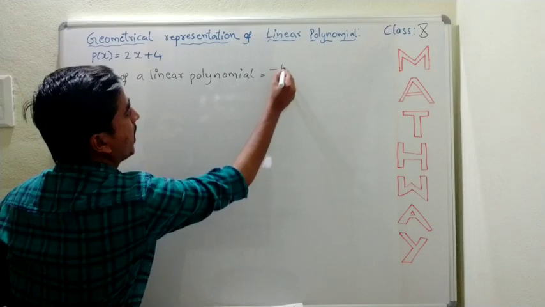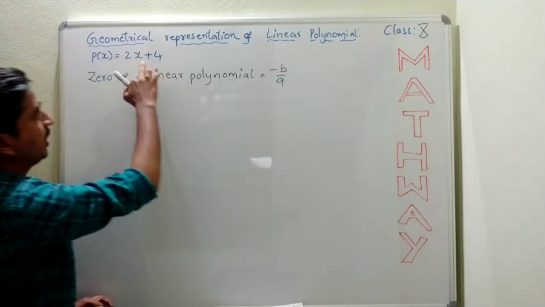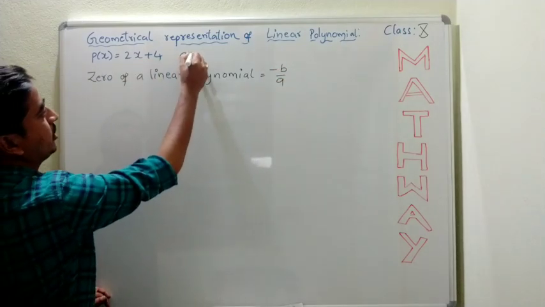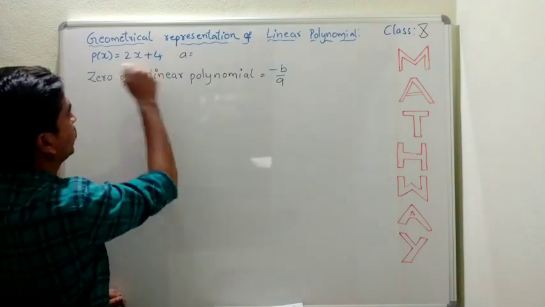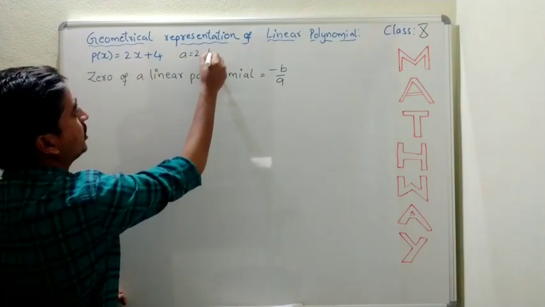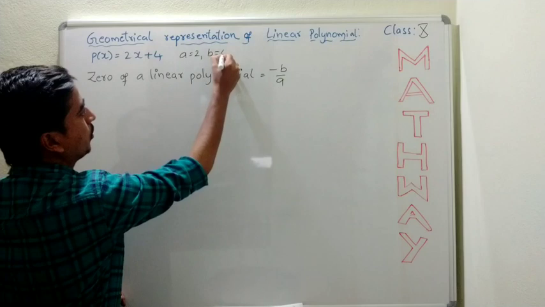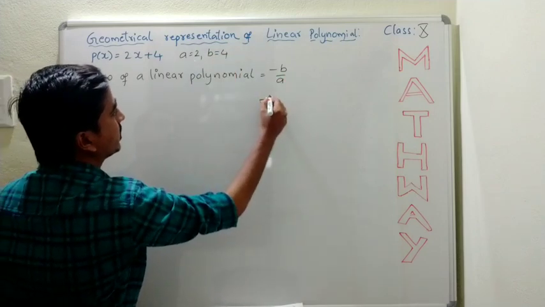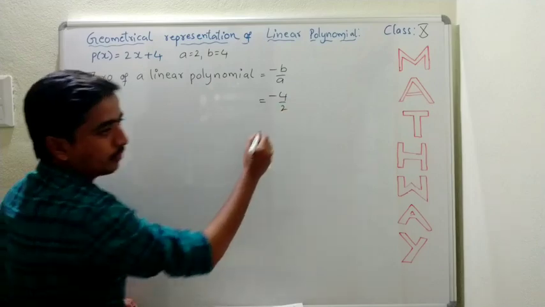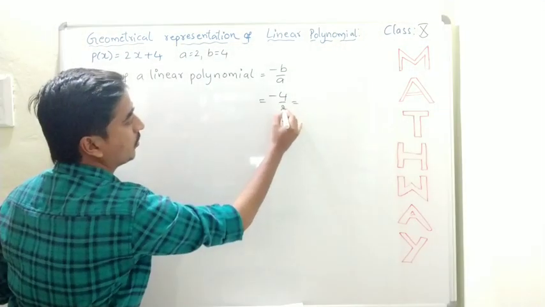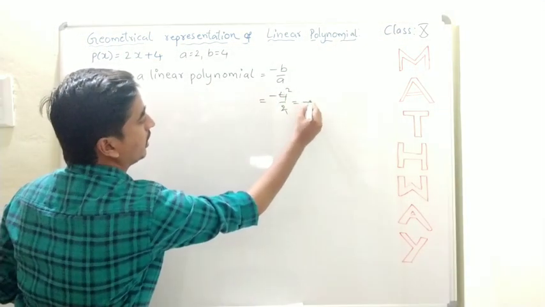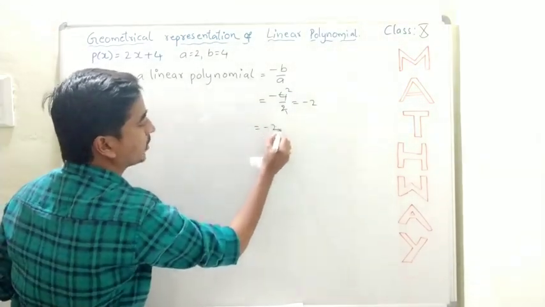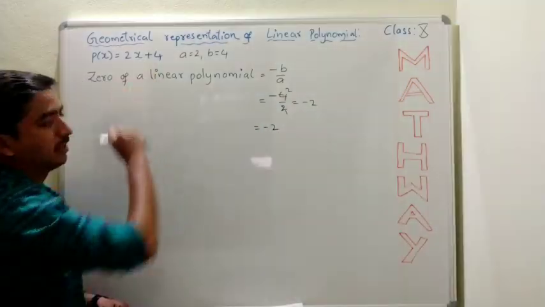the zero is minus b by a. In this linear polynomial, a is the coefficient of x, that is 2, and b is the constant term, which is 4. So here we can write minus b by a, which means minus 4 by 2. We can cancel it: 2 ones are 2, 2 twos are 4. So we get minus 2. So minus 2 is the zero of the linear polynomial.